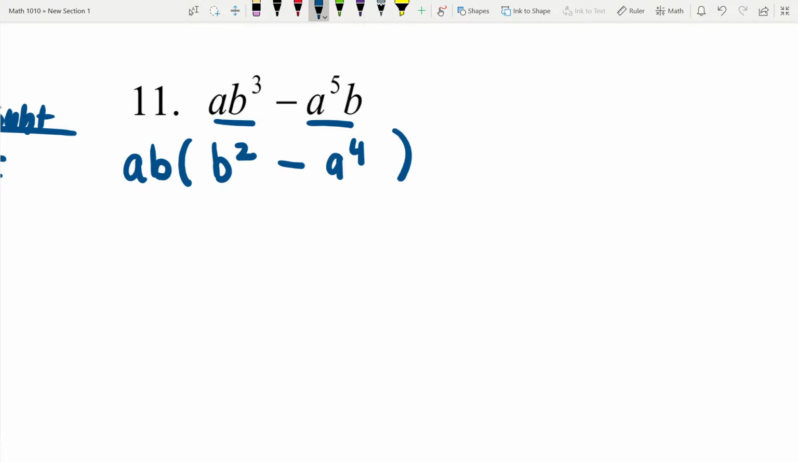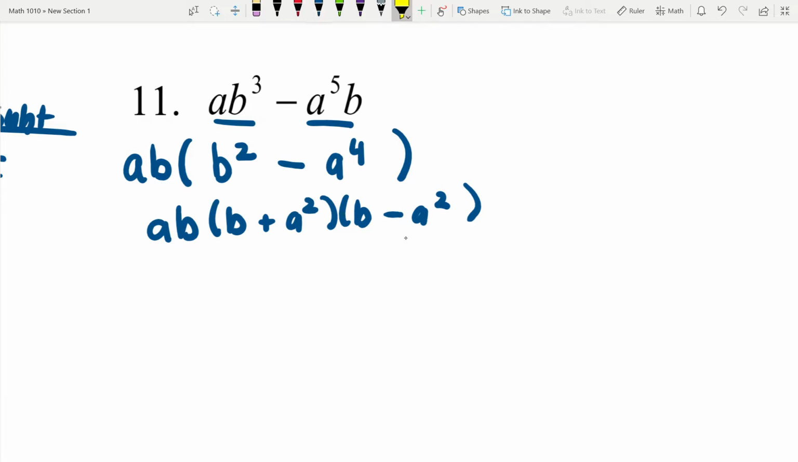Can keep going. Difference of squares, right? So look, it's ab. The b to the second goes to a b and a b. One's a plus, one's a minus. Everybody tell me, what to the second gives me a to the 4th? A to the second. Good. Put in a to the second. There's your answer. Done. Okay? All right.